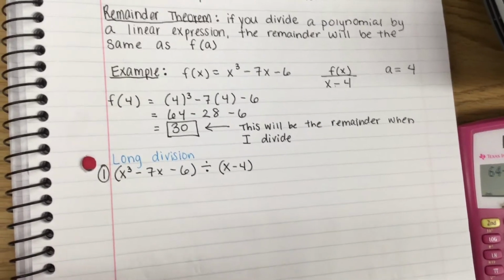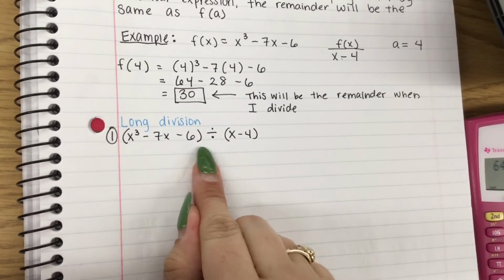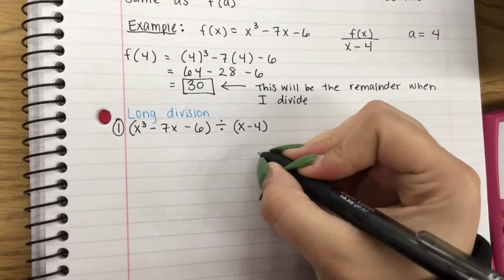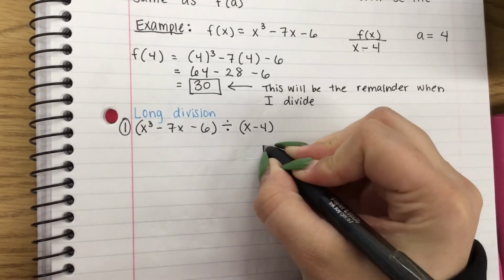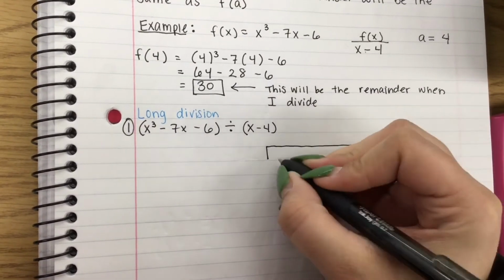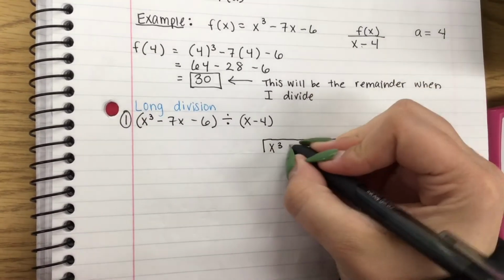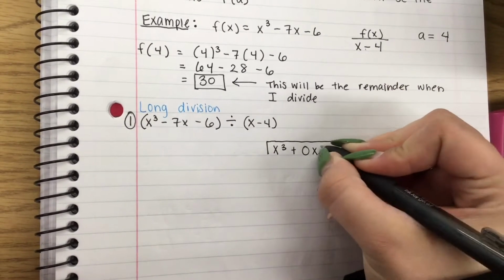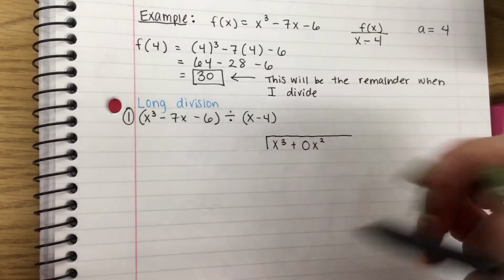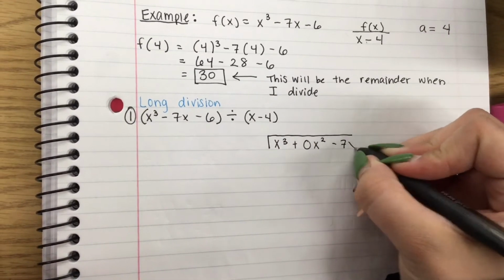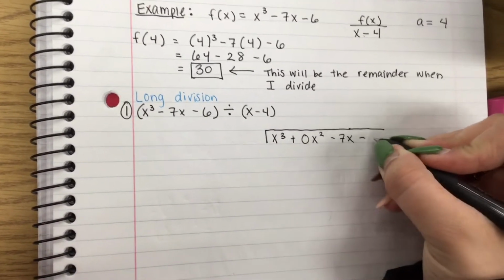There is a shortcut for this, but we're going to do it the long way so that we appreciate the shortcut. So first, when you look at your polynomial, you want to make sure that you have each term from biggest degree to smallest degree. If you're missing one of those terms, in this case, I'm missing an x squared term, I want to include a 0 for a coefficient.